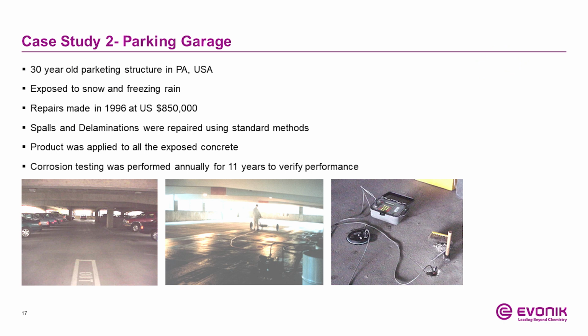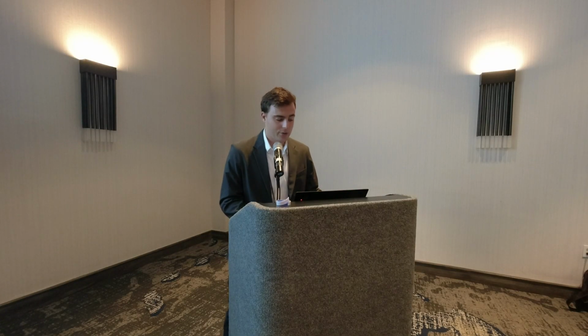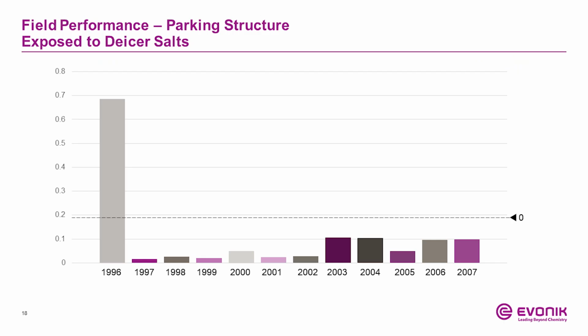This is a heavily exposed deck to freezing rain, snow. Spalls and delaminations were throughout on this deck. They were repaired just using normal concrete repair methods, and then the product was applied. The organofunctional silane was applied to all of the exposed concrete. Corrosion testing was performed annually for 11 years on past performance, and this is the data we have. So you can see, again, significant reduction.